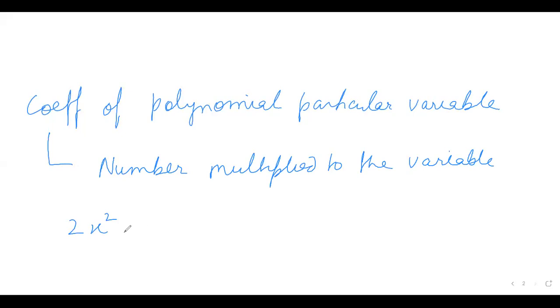Like if I write this is a polynomial, what is the coefficient of x square? So the coefficient of x square is the number which is multiplied to x square. That is 2. Okay, ma'am. So these are 2 points.